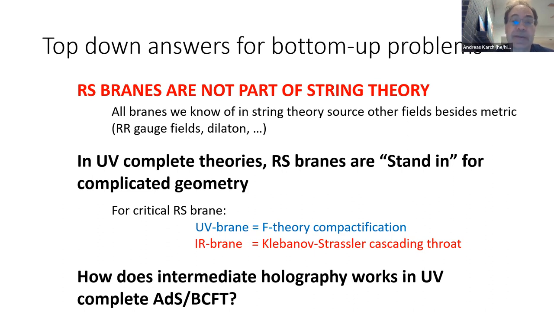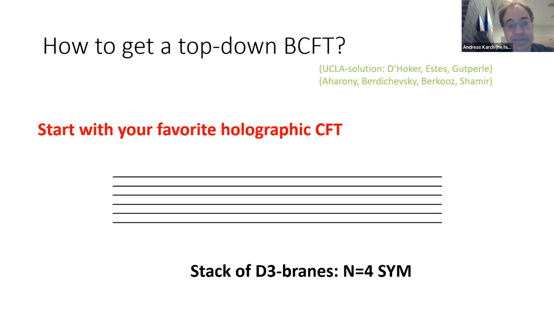The RS brane reproduces qualitative features. Many RS setups have also some negative tension brane that truncates the geometry in the IR, that would be sort of a clever Strassler cascading throat. So you can model some complicated string theory compactification by RS branes. And again, they reproduce qualitative features, not necessarily quantitative. So you might wonder, how does intermediate holography work in your UV complete version of AdS BCFT? Can we find maybe a meaningful dictionary there? Right? If I'm in string theory here, I should better find a consistent answer.